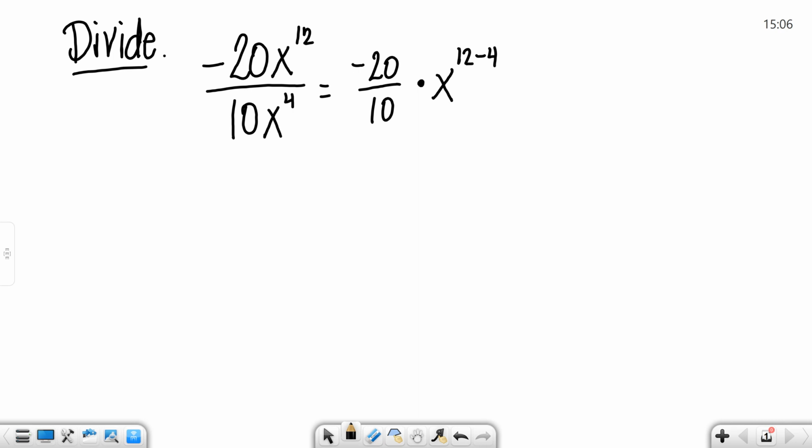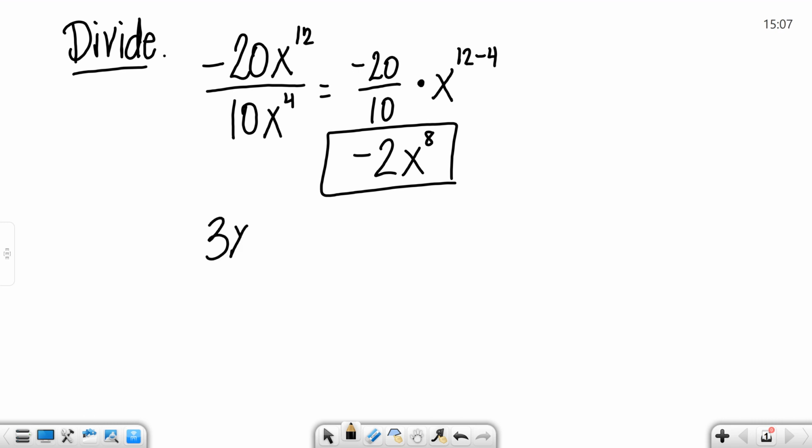When we're dividing, we subtract the exponents. Okay? So negative 20 divided by 10 is negative 2. And then 12 minus 4 would give me 8. So this is negative 2x to the 8th. Okay, let's try another one.